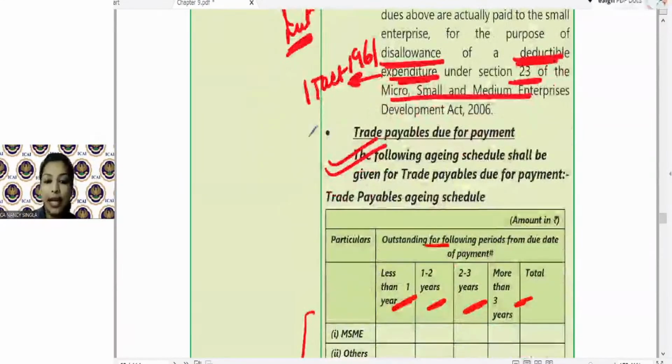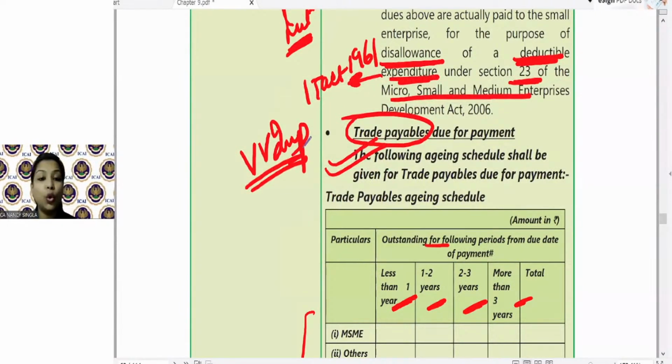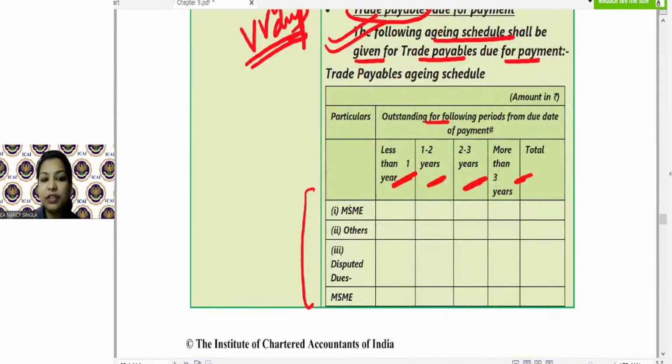Now with respect to trade payables, again very important students. Earlier there was no as such aging schedule that was required to be given as a disclosure, है ना? As per schedule 3 part 1 with respect to trade payables, but now such disclosure is required, है ना? So the following aging schedule shall be given for trade payables due for payment. So what will it be? So if any of the trade payable is MSME or other than MSME, less than 1 year, if it is outstanding from the due date of payment, 1 to 2 year, 2 to 3 year, or more than 3 year, and then the total, and this is others.